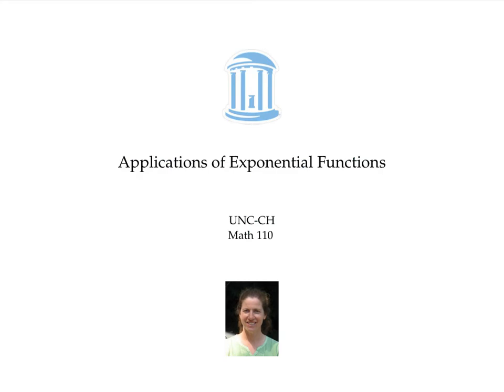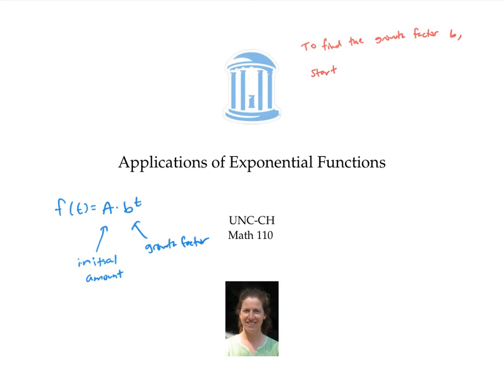I hope you noticed the common form for the functions used to model all three of these examples. The functions were always in the form f of t equals a times b to the t, where a represented the initial amount and b represented the growth factor. To find the growth factor b, we started with the percent increase or decrease. We wrote it as a decimal, and then we either added it or subtracted it from 1, depending on whether the quantity was increasing or decreasing.